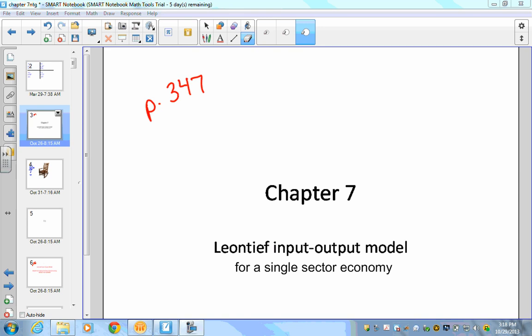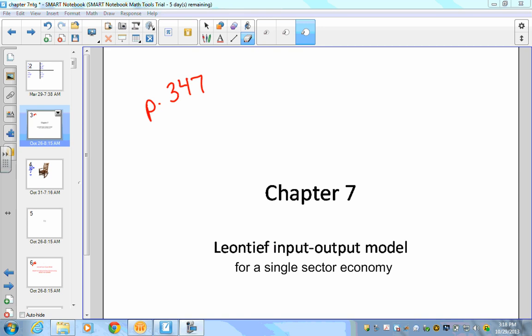Okay, in this video we're going to be talking about the Leontief input-output model. Now I pronounce it Leontief, it could be pronounced another way. But it's going to be for a single sector economy, which we're going to explain more in this video. But we are diving into the world of goods and services.